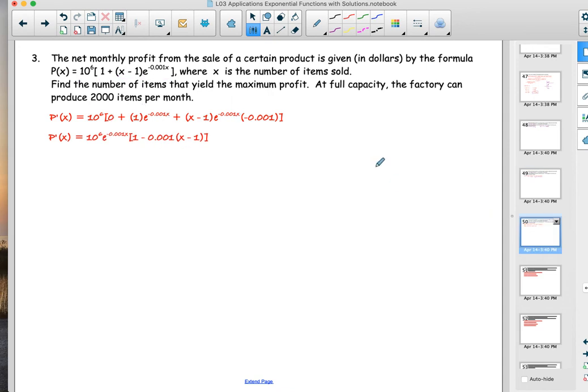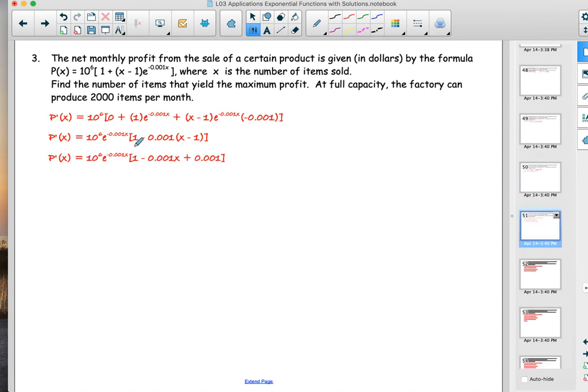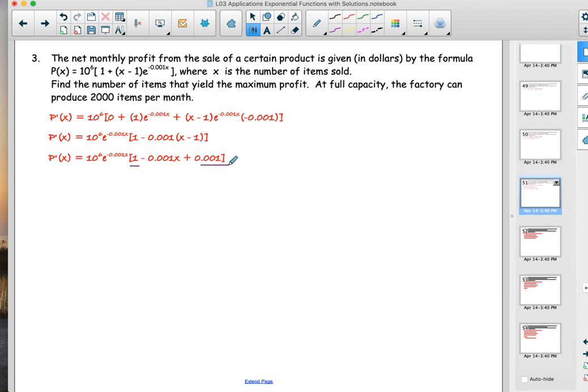Then I can expand that little bit there. So actually, I didn't expand. I decided that it was going to be easier to just factor this out of both pieces. That's true, it would work. So 10 to the 6 e to the negative 0.001x, and what's that going to leave me with? A 1 from here, minus 0.001 from there, times the x minus 1 from there. And then moving forward, now I'm going to expand. That's 1 minus 0.001x plus 0.001. We can now add those two together, and I'm going to get 1.001 minus 0.001x.